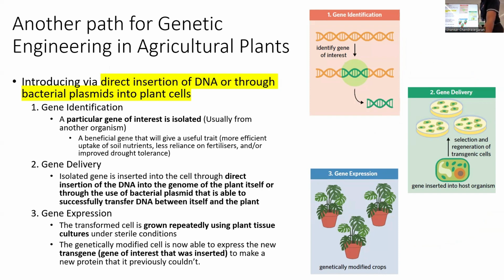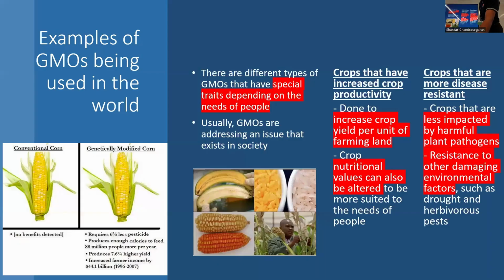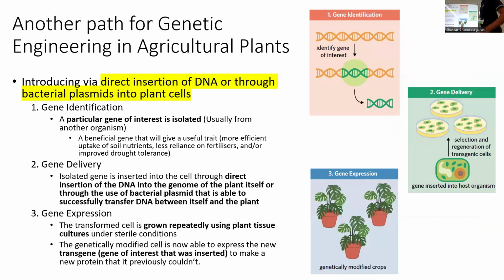Oh, okay. This is going into genetic engineering. Essentially, this is another technology for genetic engineering. This is the direct insertion of DNA through bacterial plasmids into plant cells. So this is another way genetic engineering can be done, and this is specifically in agricultural plants.